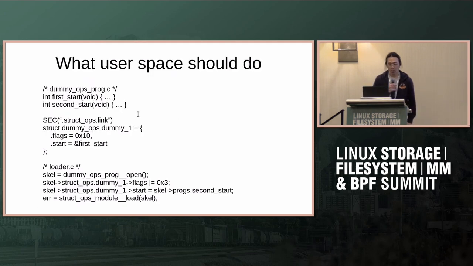Okay, that's for the data. For the user space, it's very straightforward. For example, here we define a struct ops map, and we have a value here, and also a callback here. Operator here. So maybe we have two different implementations of operator, the first one and the second one.